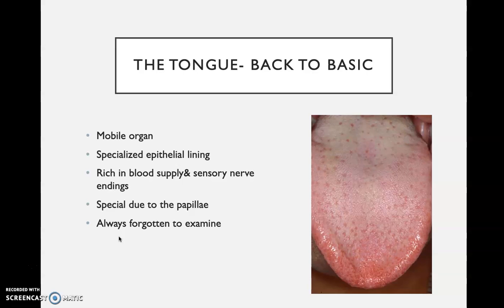You have to always remember too, because the tongue is rich in sensory nerves and blood supply, if you want to do any biopsy, you have to be very careful because of the bleeding. And most of the neural tumors will be on the tongue.